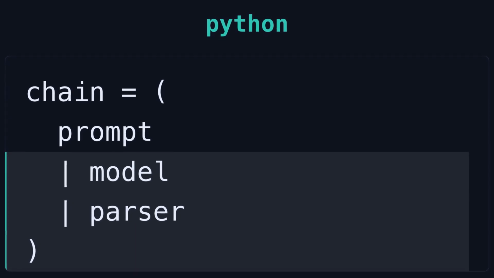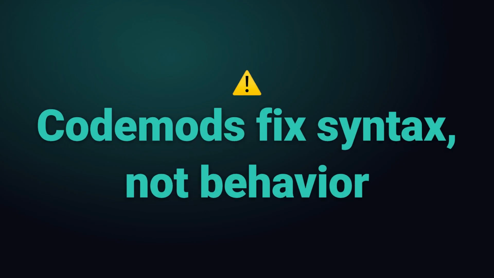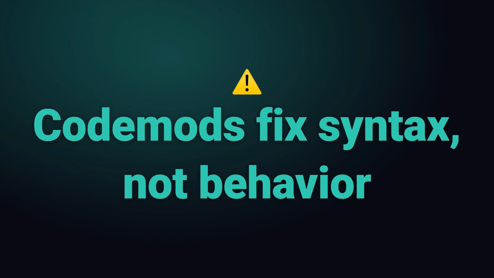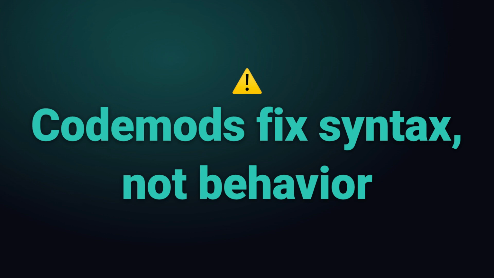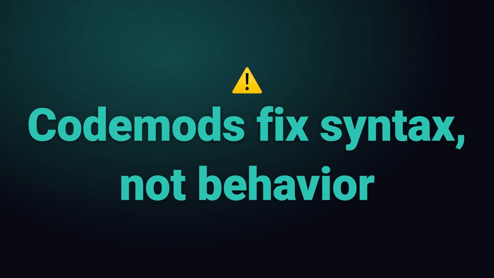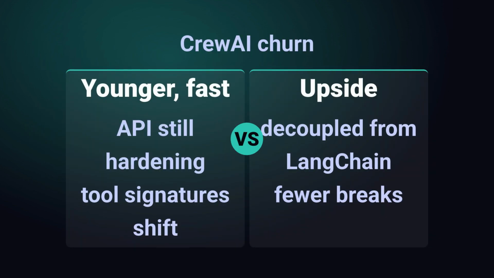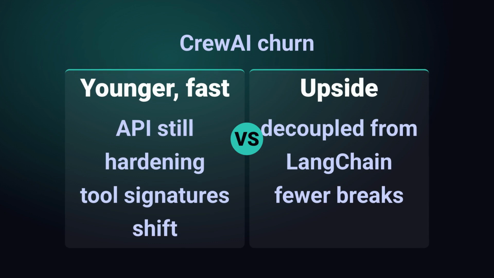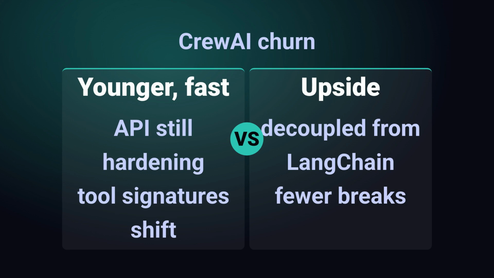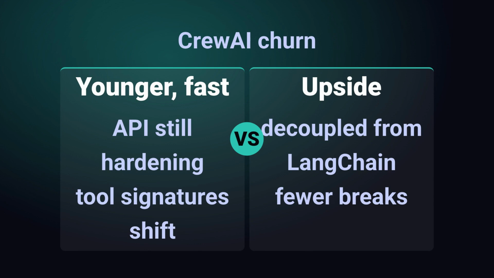Now CrewAI. Here the story is different, and honestly more nerve-wracking in its own way. CrewAI is younger and moving fast, which means it hasn't accumulated LangChain's baggage, but it also means the API surface is still hardening. Between minor versions, I've seen the way you define tools shift, the expected signature for a custom tool change, and the process for wiring agents to a crew get restructured. The upside? CrewAI recently decoupled itself from directly depending on LangChain internals, which ironically makes it more stable than pinning to something that inherits LangChain's churn.